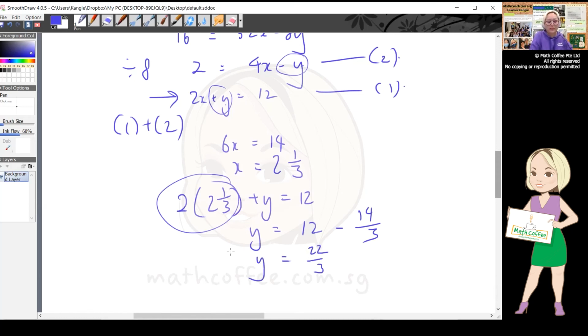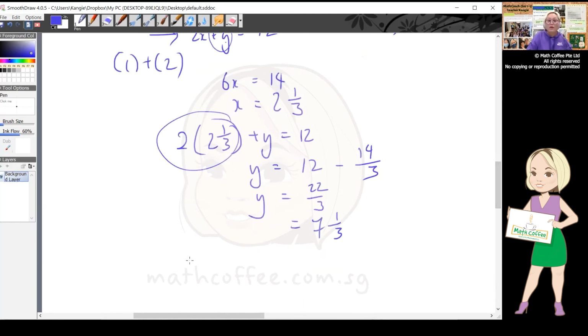And let's put it into the mixed number. I will get 7/3. So then usually what you do is always write the answer out. X is equal to 2 1/3 and Y is equal to 7 1/3.